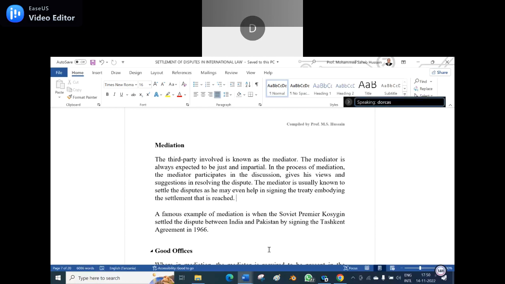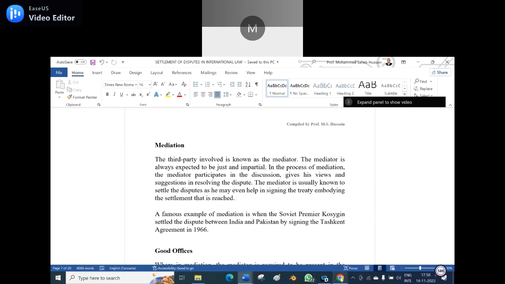If it is a male or female, but if you want to make it very clear, then you can say he, she. A famous example of mediation is when the Soviet Premier Kosygin settled the dispute between India and Pakistan by signing the Tashkent Agreement in 1966. The Tashkent Agreement was made where the third party was Premier Kosygin. Where is this Tashkent?